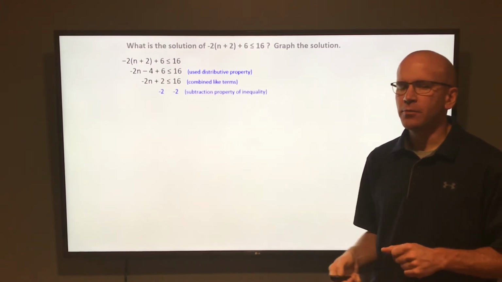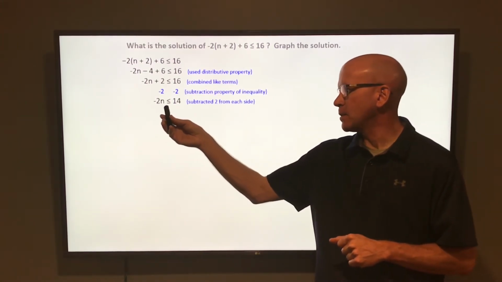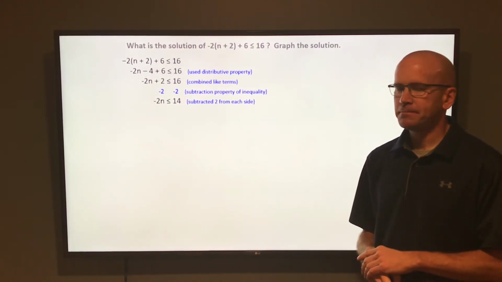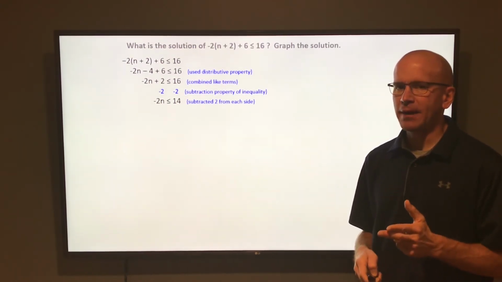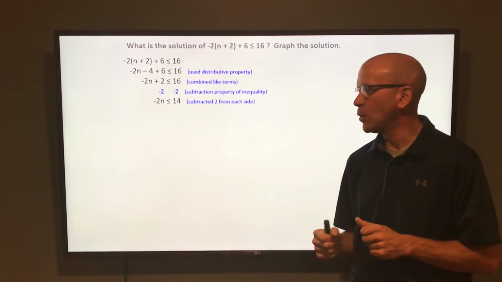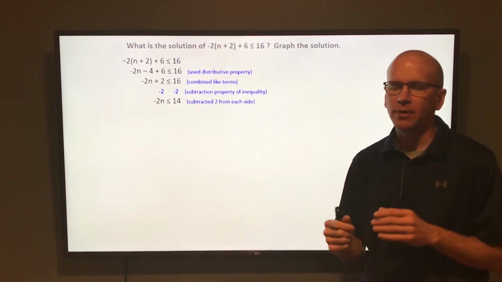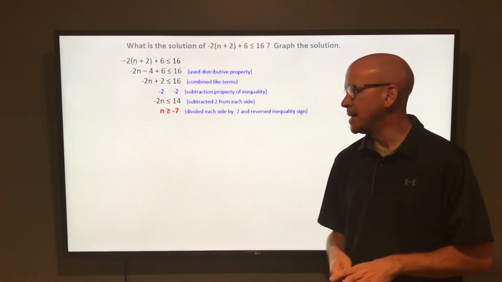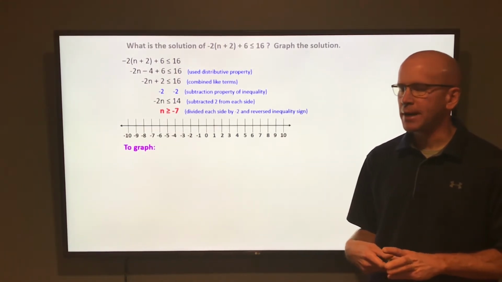Then subtract 2 from each side. You have negative 2n is less than or equal to 14. Watch your signs here. You're dividing by a negative 2. Whenever you multiply or divide both sides of an inequality by a negative number, you have to change or flip the inequality sign. So that's now n is greater than or equal to negative 7.